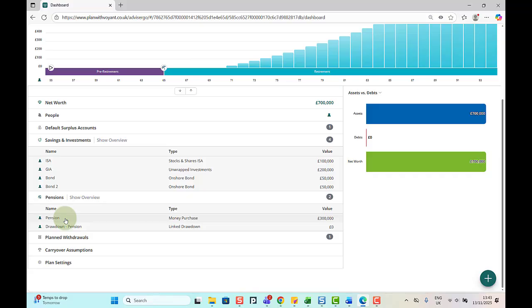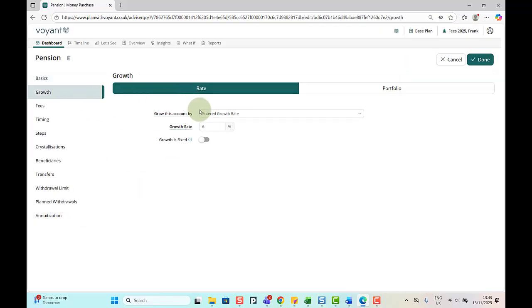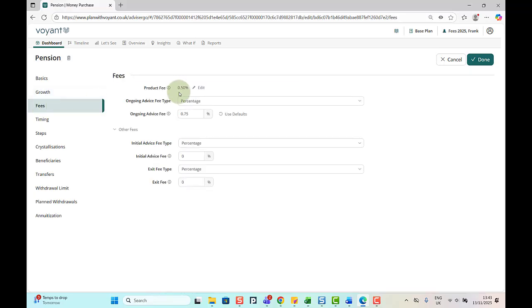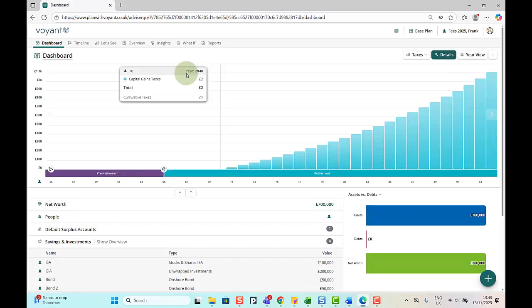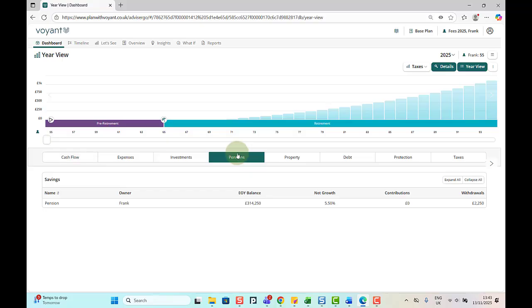very similar way. So we've got the pension, put the balance in, I've got the growth rate, and I've got the fees. The product fee again I've left at 0.5%, and the ongoing advice fee at 0.75%. Let's go back into year view and see what happens with the pensions.